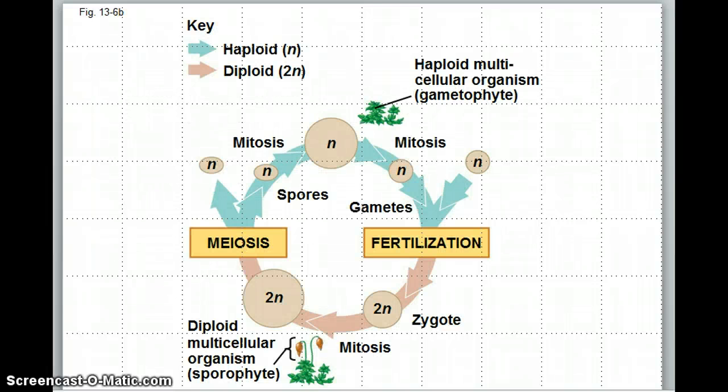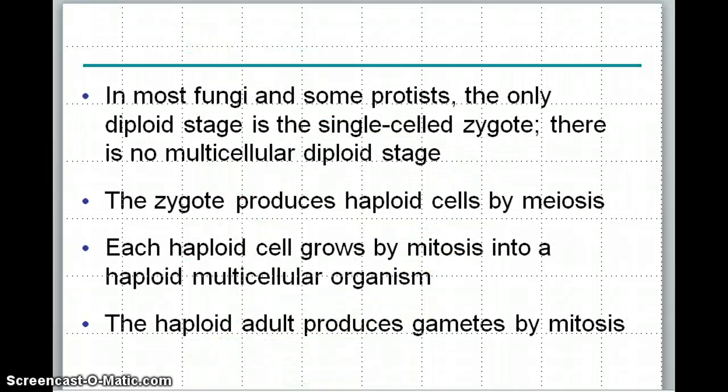Okay, continuing on, looking at fungi and protists. The only diploid stage is the single-cell zygote. There is no multicellular diploid stage. The zygote produces haploid cells by meiosis. Each haploid cell grows by mitosis into a haploid multicellular organism. The haploid adult produces gametes by mitosis.